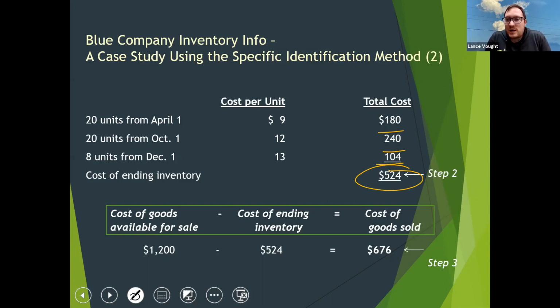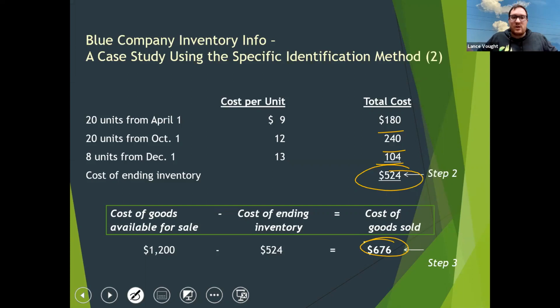So if we want to find the cost of the goods sold, meaning what was the total cost for the inventory that we actually sold for revenue, you just take the total cost of all the goods that you purchased and subtract from that the cost of the ending inventory, and that tells you that the cost of goods sold was $676, which will help you determine what your gross profit is.